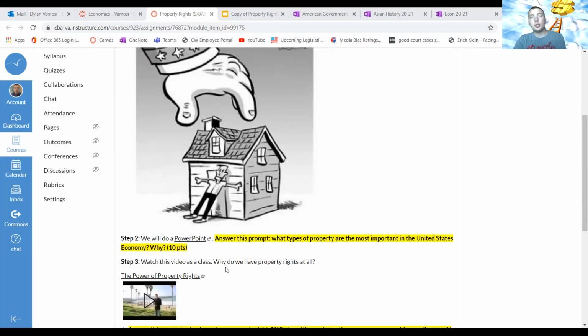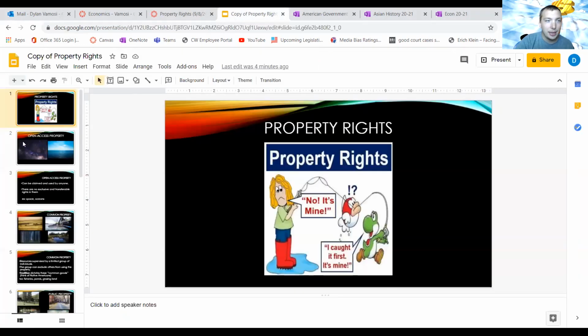Step two, we're going to do a short PowerPoint. And while I'm talking through this PowerPoint, I want you to answer this prompt. What types of property are the most important in the United States and why? That'll be 10 points. So let's look through this PowerPoint together with some information.